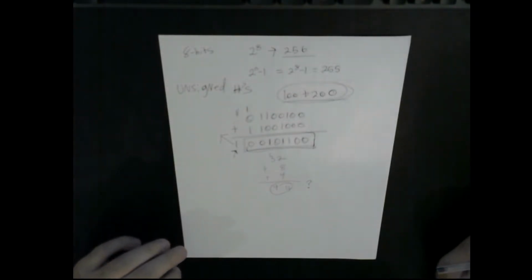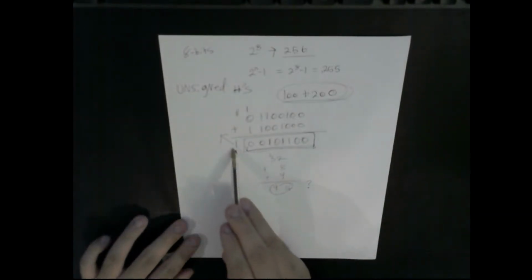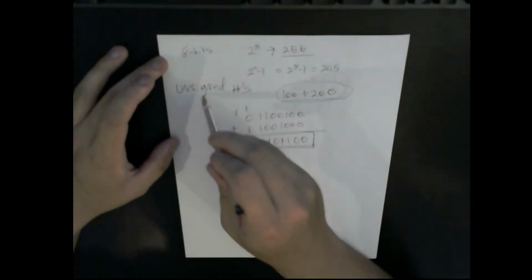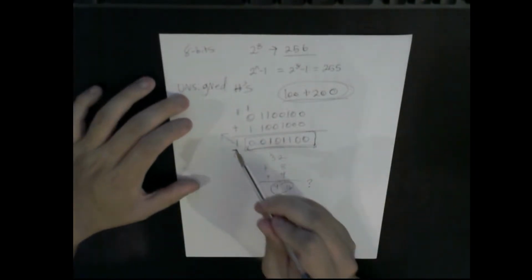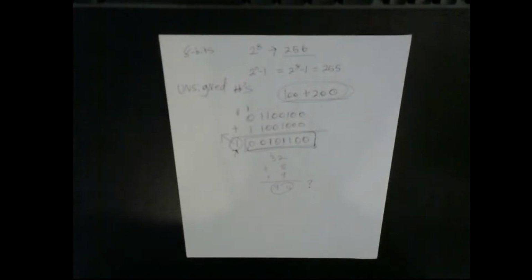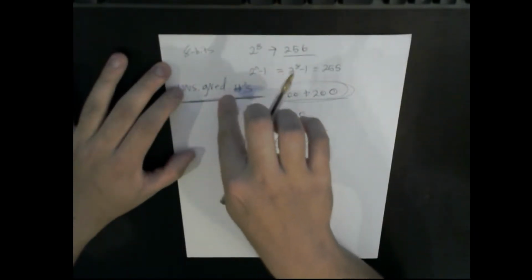Well, what happened is that we don't have enough bits to represent the number 300, so we got truncated. This carry bit, we couldn't include it. So when we're working with unsigned numbers, if you want to detect an overflow, detect if you have a carry in the most significant bit. That's how you detect an overflow with unsigned numbers. I'm stressing this. This is only unsigned numbers.